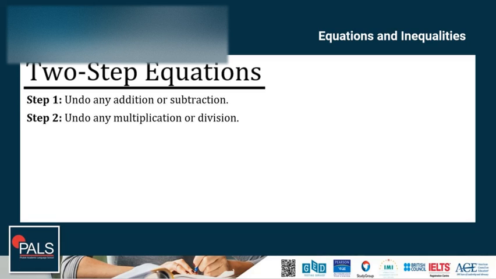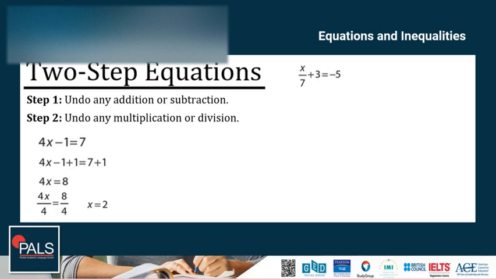Step 1, undo any addition or subtraction first. Step 2, undo any multiplication or division. Okay, let's try an example. 4x minus 1 equals 7. So there are two operations, subtraction and multiplication. We can undo the subtraction first by adding 1 to both sides. So we have 4x equals 8. Then undo the multiplication. We have x equals 2.